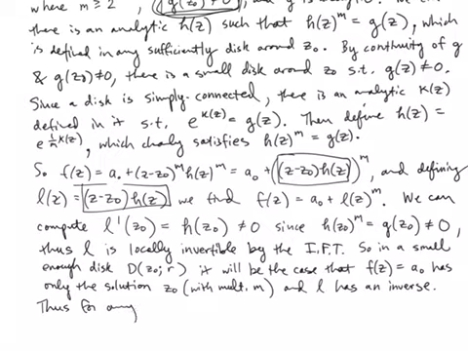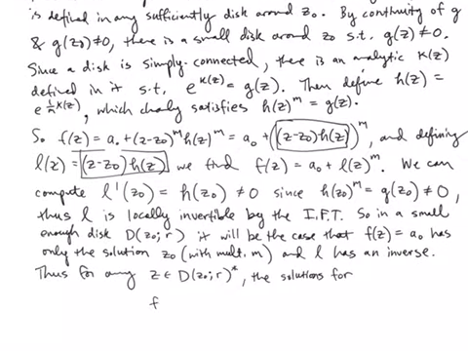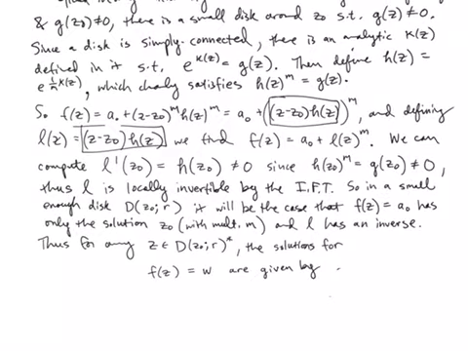Thus, for any z in the punctured disk, so z in the disk around z naught of radius r, but z not equal to z naught, the solutions for the equation f of z equals w are given by: f of z equals a naught plus L of z to the m equals w, and that's L of z to the m equals w minus a naught.